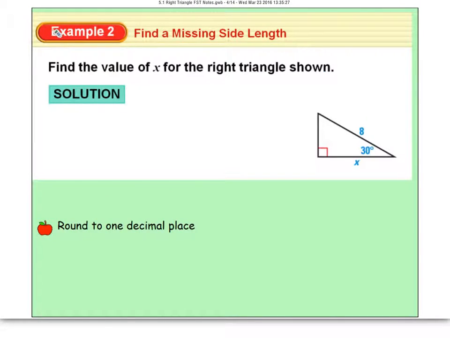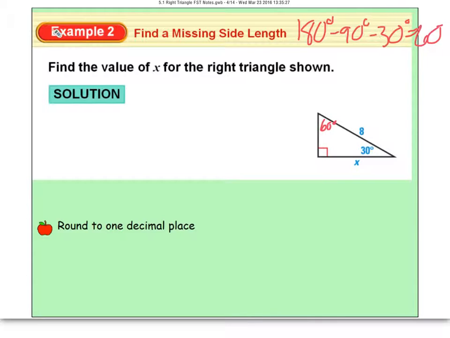Okay, on this problem, they want us to find the value of x. So what you want to do is you want to look at the angles that they've given us. They gave us 30 and 90. They didn't give us this one, but we could easily find it, by the way. A triangle is 180 degrees, so just subtract the 90 degrees and the 30 degrees, and you'll get the remaining 60. So if you want, feel free to write in here that this angle is actually 60 degrees.